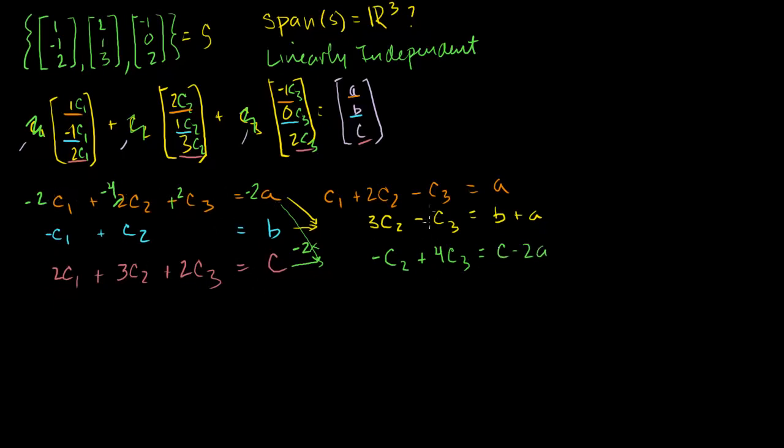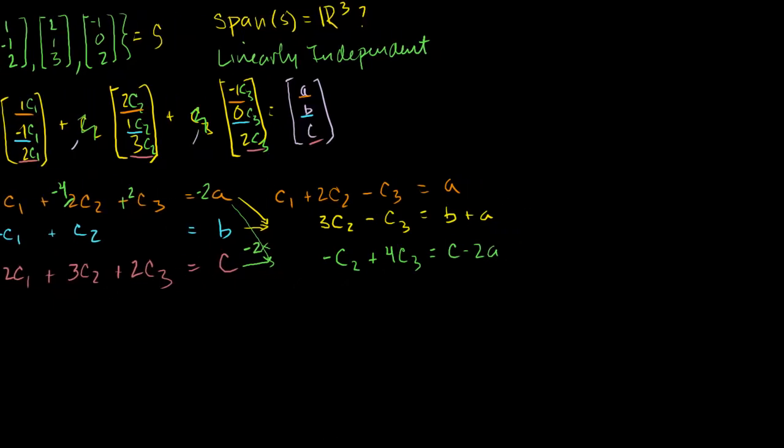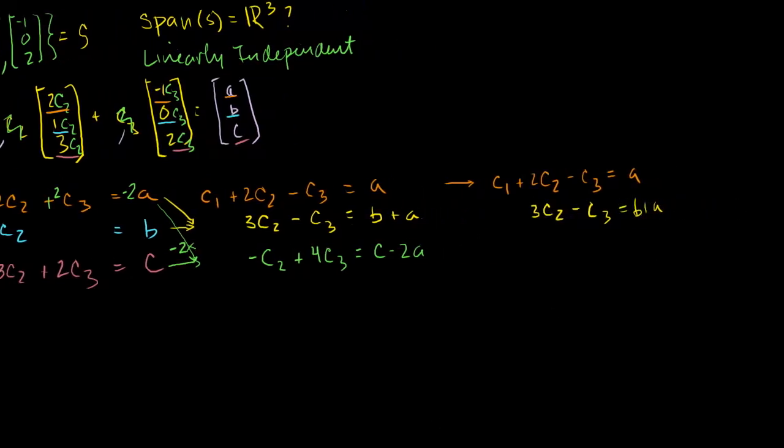And I got this. Now I want to eliminate. Now I'm going to keep my top equation constant again. I'm not going to do anything to it, so I'm just going to move it to the right. So I get c1 plus 2c2 minus c3 is equal to a. And I'm also going to keep my second equation the same. So I get 3c2 minus c3 is equal to b plus a. Let me scroll over a good bit.